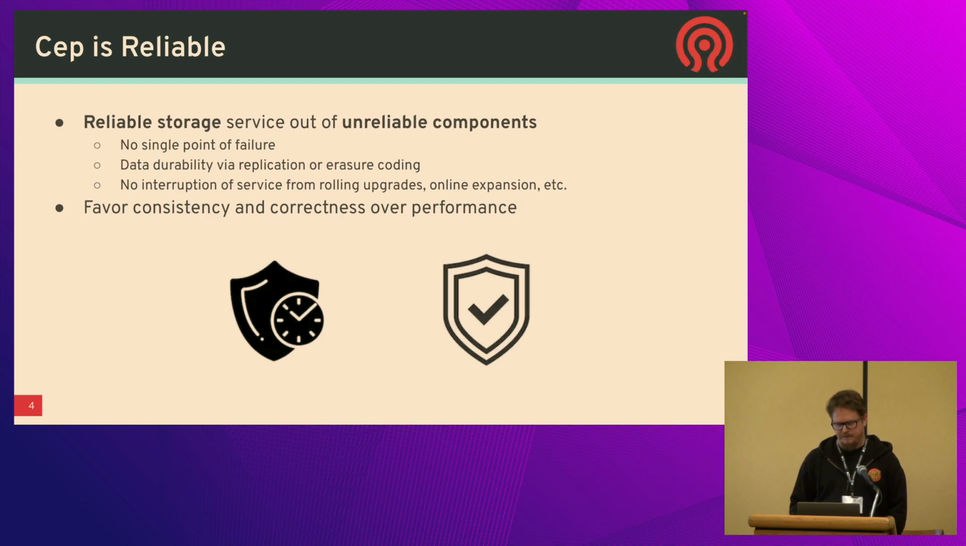And Ceph, over most everything, values consistency and correctness over just trying to be the fastest. So if it ever comes to a point where we're deciding whether we should relax consistency, or could we get away with this most of the time and it would be faster? We usually don't take that approach. We usually favor consistency and correctness.